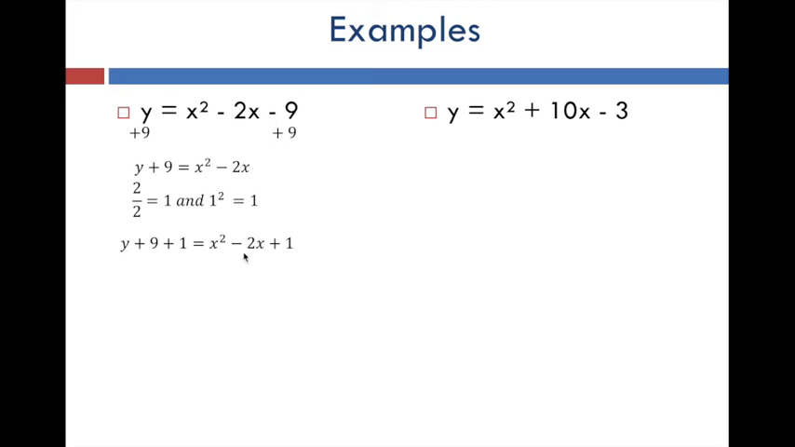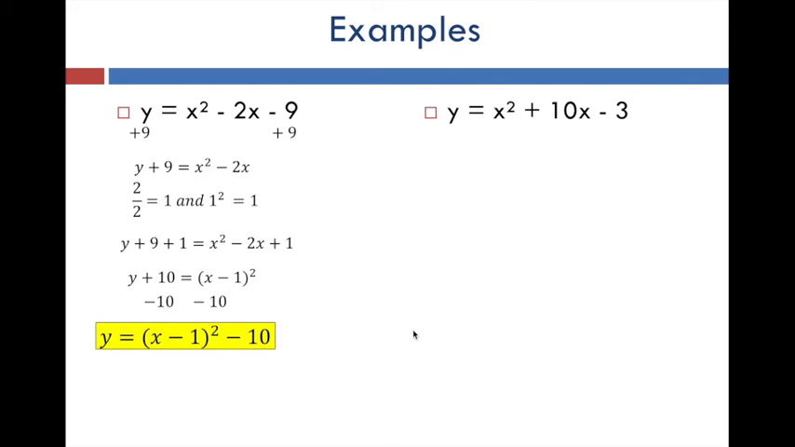So the square root of x squared is x, and the square root of 1 is 1, and my sign is negative. Now I'm going to subtract 10 from both sides. Now my equation is in vertex form. Y equals parentheses x minus 1 squared minus 10.